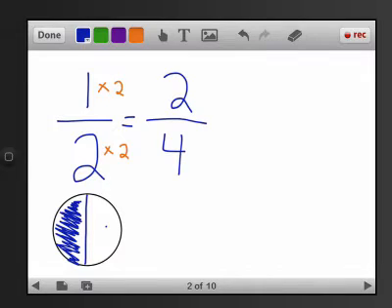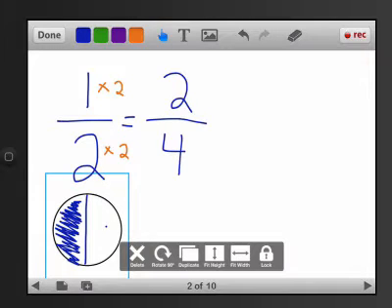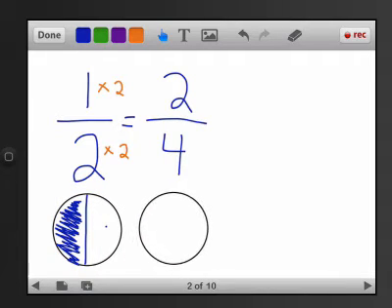I'm going to add another circle here. There's my new circle. And what I'm going to do is draw this circle out. It would be divided into 4 equal sections, and 2 of those sections would be filled in. Does the picture look the same? It does. Exactly 1/2 of that circle is filled in. So 1/2 and 2/4 are equivalent fractions.